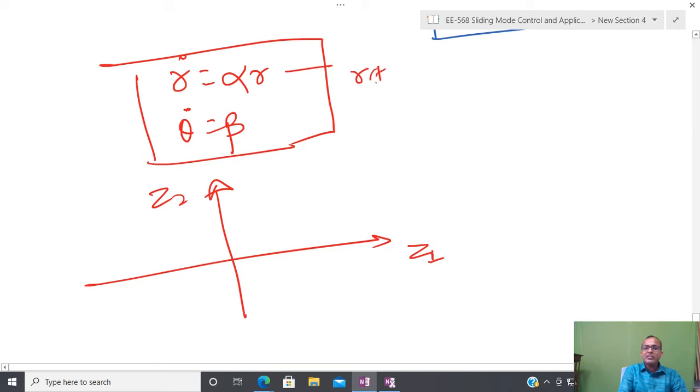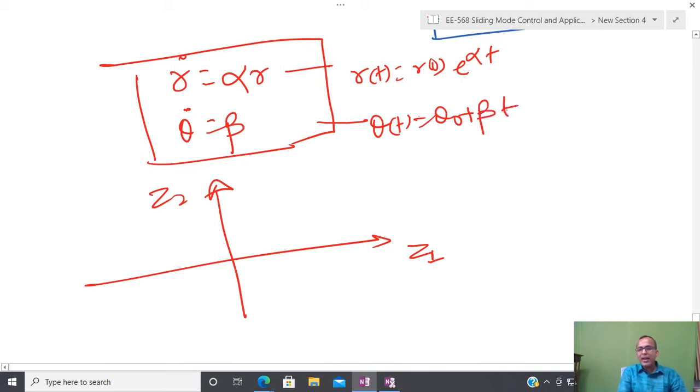So I can also write the solution like R0 and after that e power alpha t, and here the solution of theta t is theta 0 plus beta t. So as time increases, theta is going to rotate because that is a function of time, and here r0 is going to increase. So if you start from here and alpha is positive, then you can see that you have behavior like this.